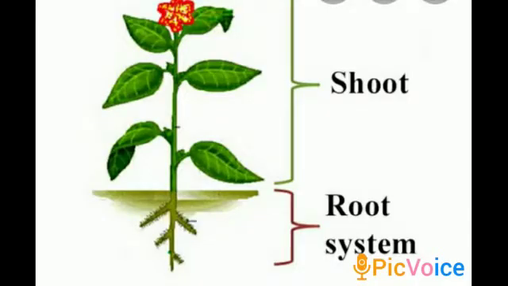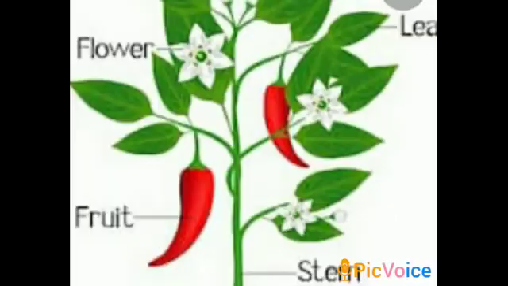Children, plants are of different types. You know which are the parts of a plant? It has two parts. Yes, that is root and shoot. The part of the plant that grows below the ground is called root, and the part of the plant that grows above the ground is called shoot. The shoot is made up of the stem, branches, leaves, buds, flowers and fruits.